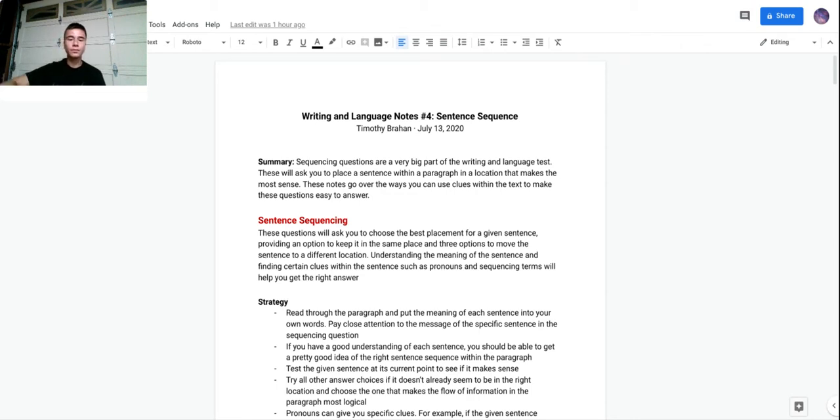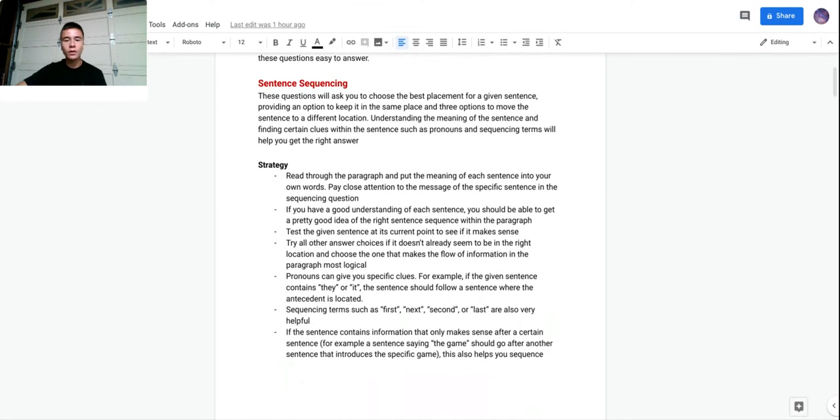So you'll be given a sentence and you'll be given an option to keep it in the same place and 3 options to move the sentence. The biggest keys to answering these questions are to understand the meaning of the sentence and the meaning of the paragraph, and to find certain clues within the sentence, such as pronouns and sequencing terms. So I'll just get right into strategy right now.